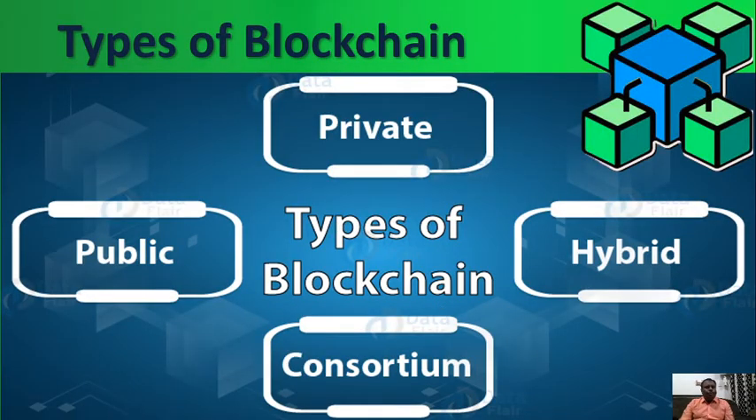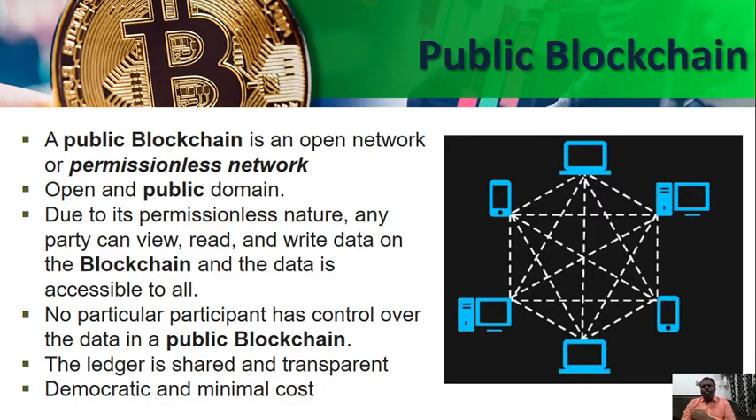There are 4 types of blockchain: private, public, consortium or federated, and the last one is the hybrid. What is a public blockchain? A public blockchain is an open network. It's a permissionless network and it's open source. It's kind of an open network wherein anybody can read and write data into the blockchain and the data is accessible to all. There is no particular controller who owns this particular network. So it's a shared network which is transparent and democratic, and the cost is minimal. Bitcoin is an example of a public blockchain.